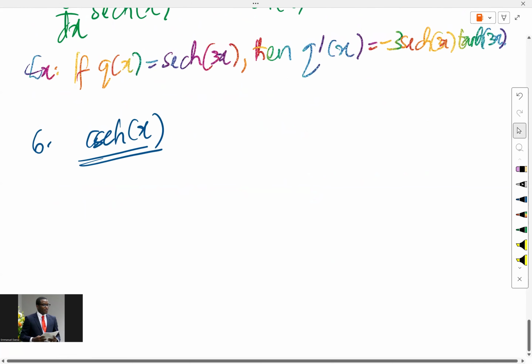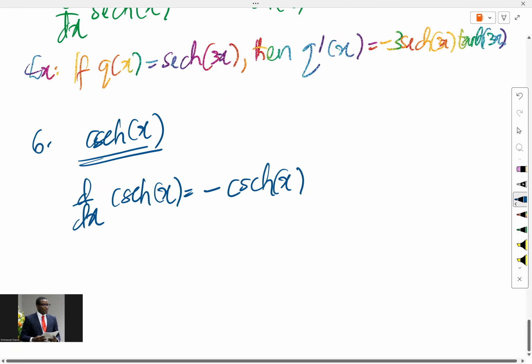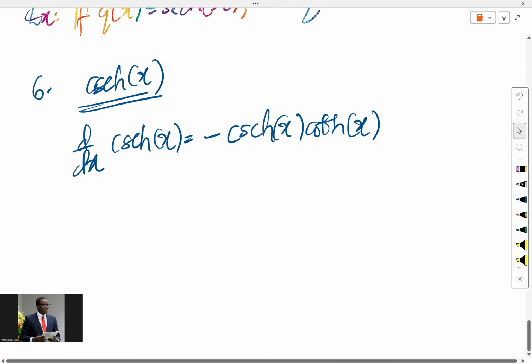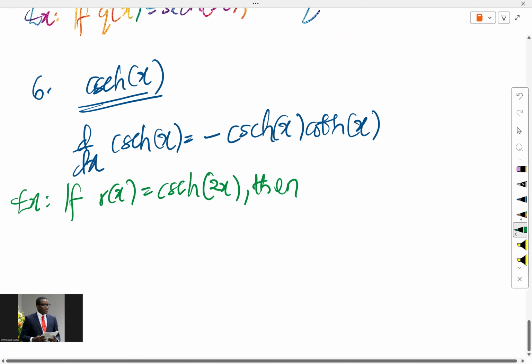And then we have the sixth one, talking about the derivative of coth x, which you can also handle by writing it out explicitly and then going through the motions of differentiation. So you have d/dx of coth x, that is given as minus cosech x coth x. So if we take, for example, that r of x is cosech 2x, then r prime of x is minus 2 cosech 2x coth 2x, and that goes.